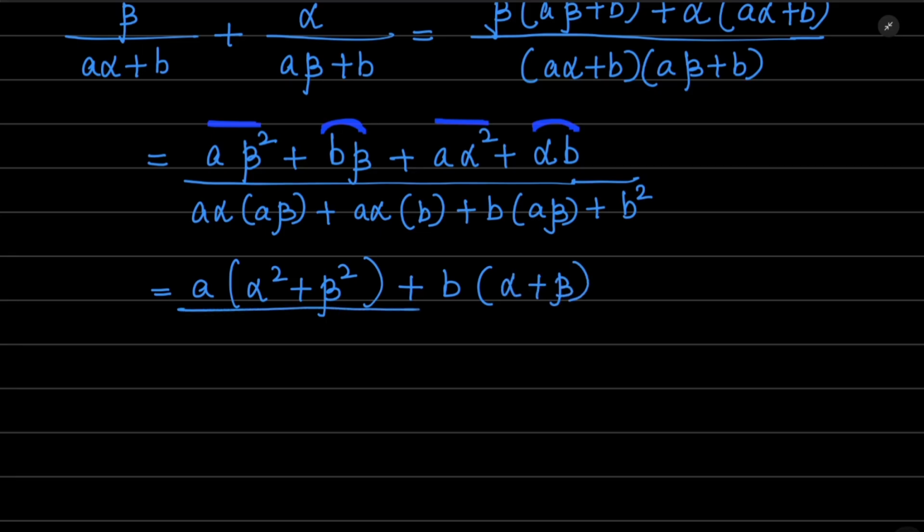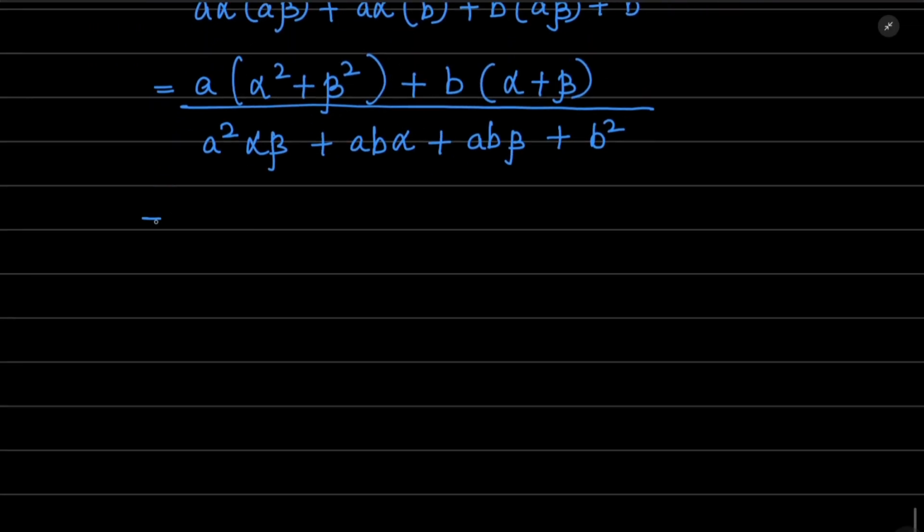Whole divided by, multiply each term, so you get a square alpha beta plus ab alpha plus ab beta plus b square. Now in the numerator, you should know an identity. It is nothing but alpha square plus beta square. See, let me write it here. Alpha plus beta the whole square is equal to, it's in the form of (a plus b) the whole square. It's equal to a square plus b square plus 2ab. This is something which we know.